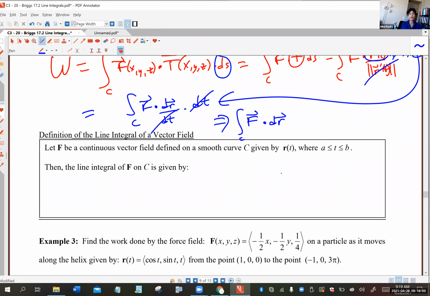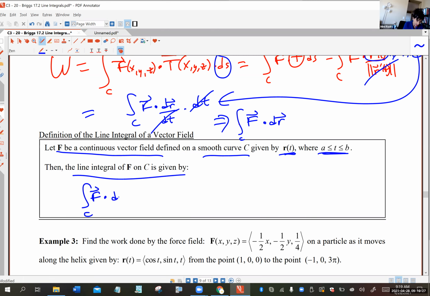And this is your very first line integral of a vector field right here. So the definition is you got a continuous vector field. It's defined on a curve given by r of t. You have it parameterized, r of t. If it's not parameterized, then you have to parameterize the curve. You may have a lot of work to do, and then go do the line integral. And you got to figure out your limits on your time. Then the line integral of f on c looks like this.